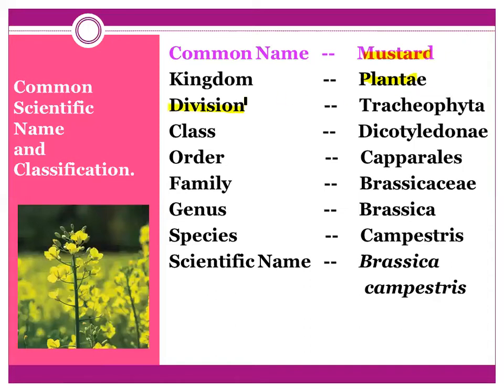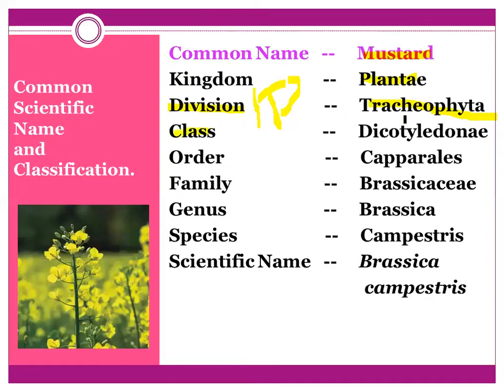Next, the division, or you can say phylum. The division of mustard plant is Tracheophyta. In the Tracheophyta division, we place all those plants that have vascular tissues, meaning all the plants that have xylem and phloem are placed in the phylum with the name Tracheophyta. So mustard is placed in the division Tracheophyta.